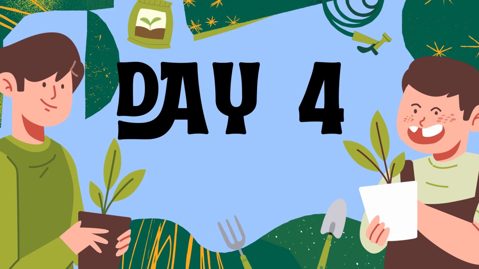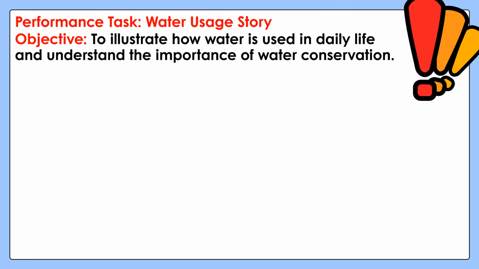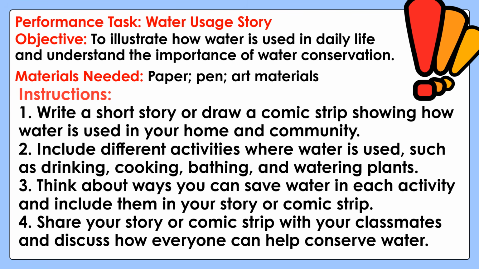Day 4. Performance task: water usage story. Objective: to illustrate how water is used in daily life and understand the importance of water conservation. Materials needed: paper, pen, art materials. Instructions: write a short story or draw a comic strip showing how water is used in your home and community.